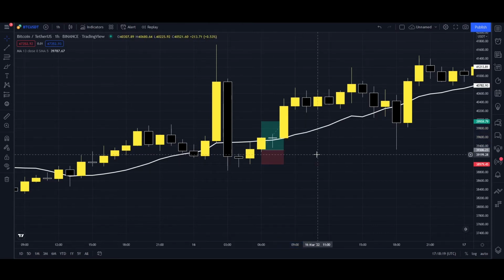This trick helps us to hunt the pullbacks. As you can see, we had a pullback on our MA, and after that, the price continued to go up. Guys, that was literally everything you had to know.